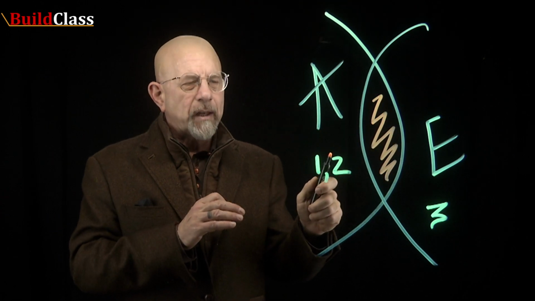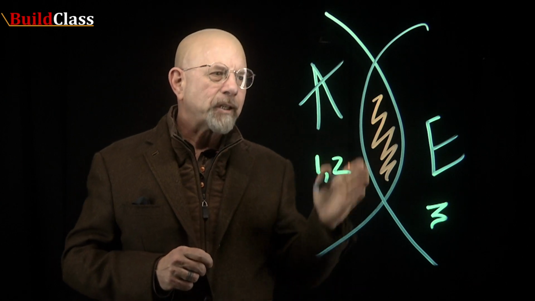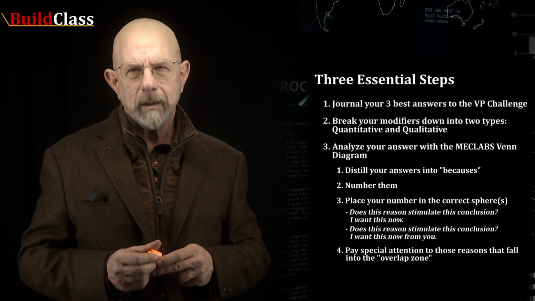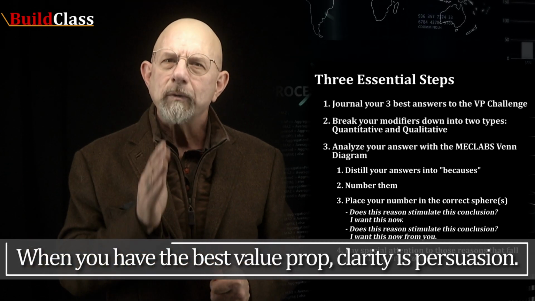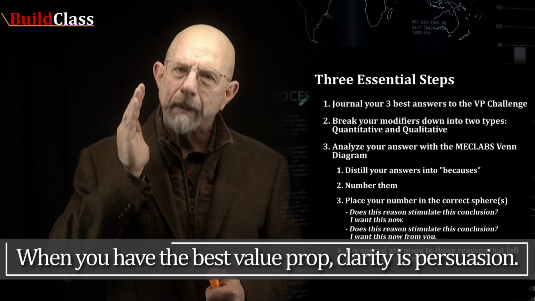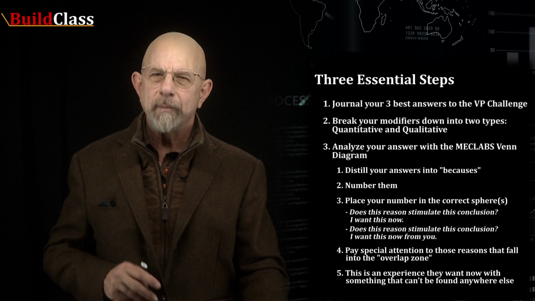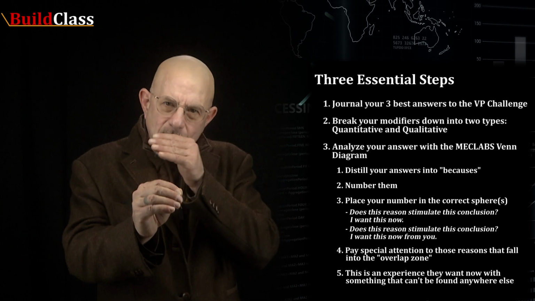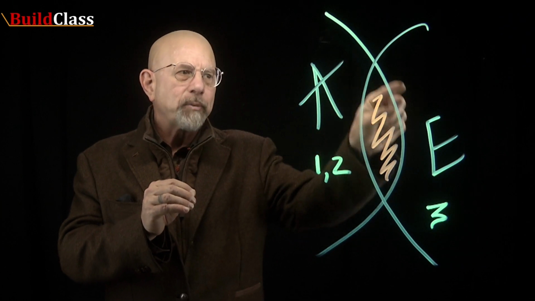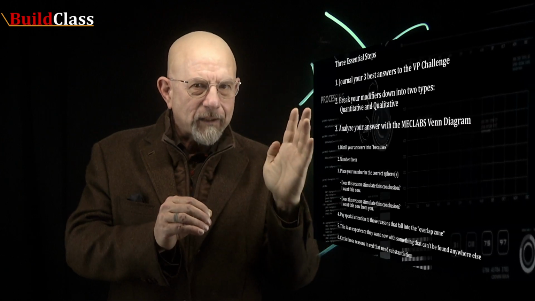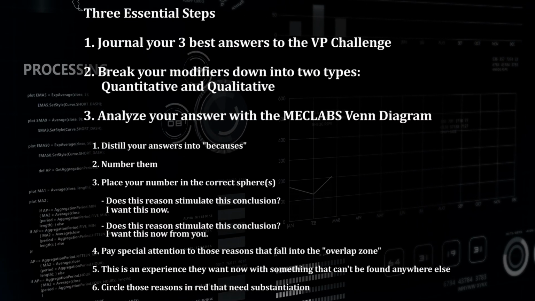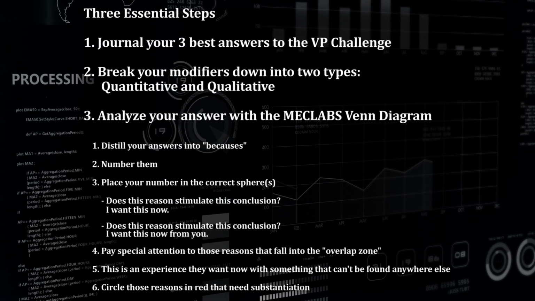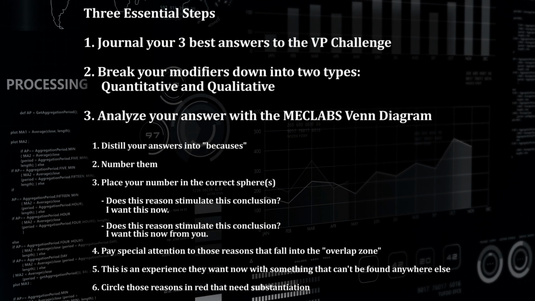Any reason that is both highly appealing and especially exclusive is so potent, it changes everything in your marketing. That's when clarity trumps persuasion, because clarity becomes persuasion. Here's the fifth point. This is an experience they want now, and something about that experience can't be found anywhere else. That's what comprises this magic piece. And finally, 6, circle those reasons in red that need substantiation. If you need to prove that point, or if you need to substantiate that claim, circle it in red.